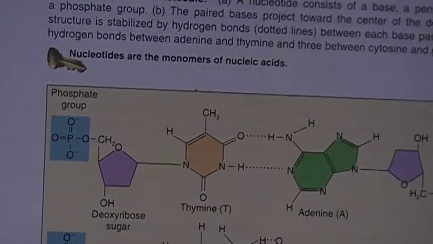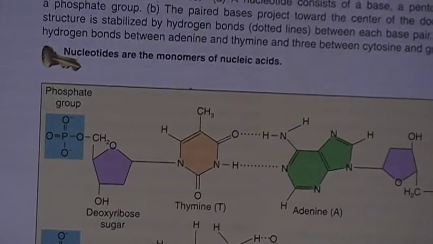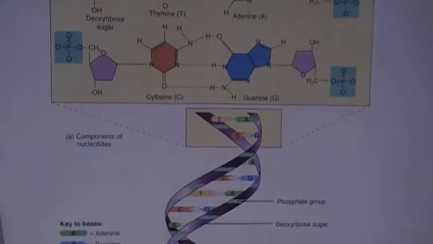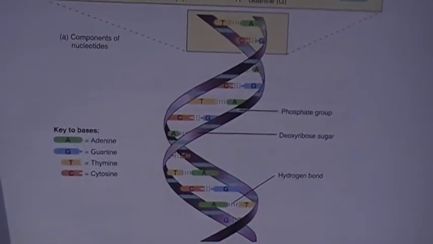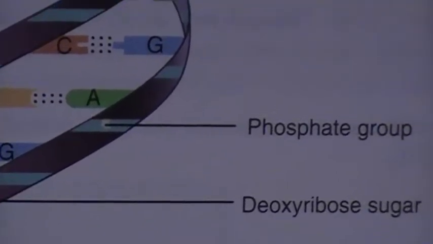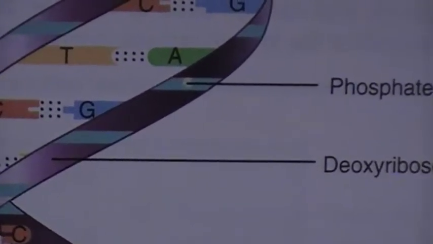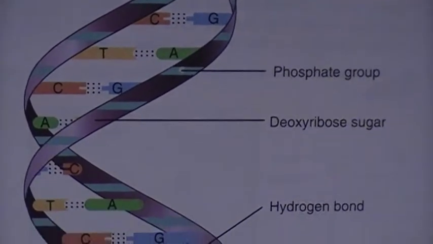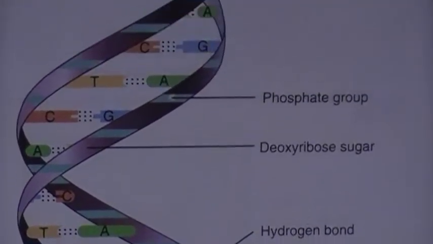Nucleotides are the monomers of nucleic acids. This is the phosphate group. This is the deoxyribose sugar, and this is the hydrogen bond.